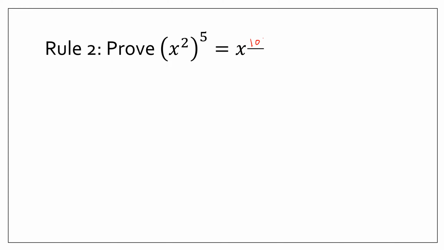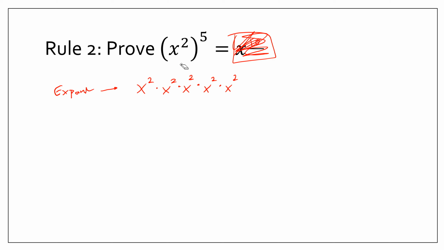2 times 5 is 10, but why do we do that? So let's think about what's going on here. Again, let's ignore the answer for now and just think about what's going on with this problem. Well, in the parentheses, I have something, x squared in this case, being taken to the fifth. So that means I need to multiply x squared times itself 5 times. That's what x squared to the fifth means. X squared times itself 5 times. So here, I've expanded out x squared to the fifth. I've written out x squared times itself 5 times.